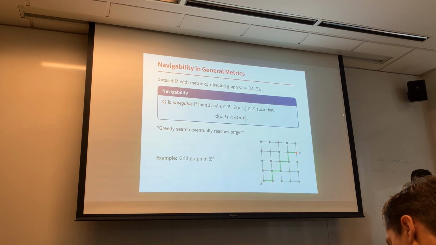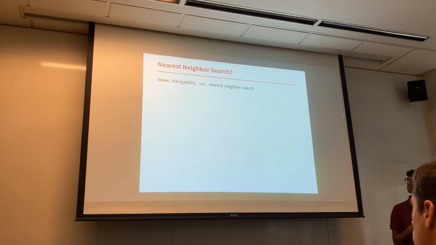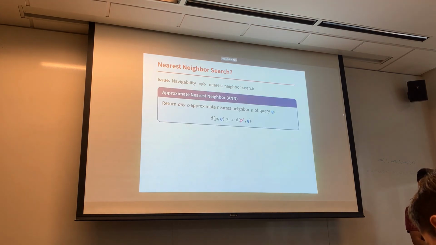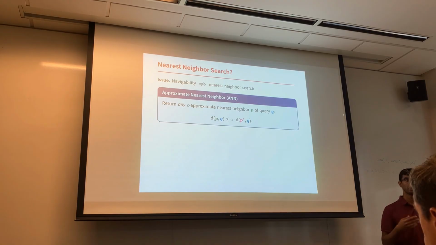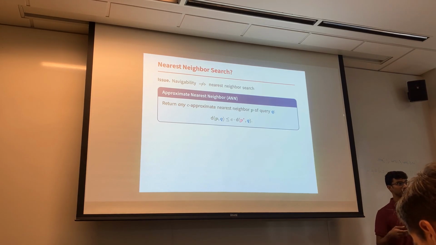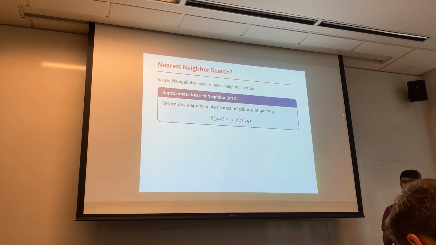Well, let's think a bit about what it means for nearest neighbor search. It actually turns out that navigability alone doesn't imply anything interesting for nearest neighbor search. To see what I mean by this, let me first say that in theory, it's common to study nearest neighbor search through the lens of approximation. Returning the exact nearest neighbor is an intractable problem, so it's common to study the approximate nearest neighbor search problem. Here, the task is to return any C-approximate nearest neighbor of the query, any point whose distance to the query is at most C times the true nearest neighbor distance.